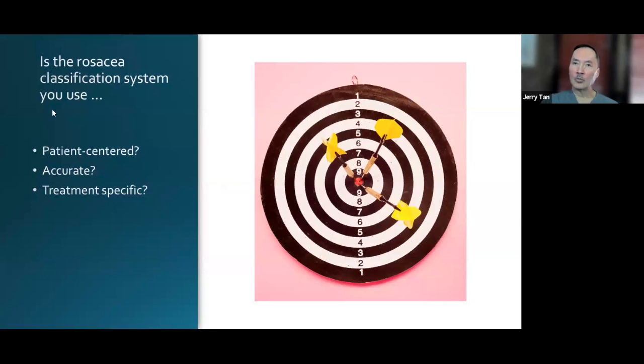I wanted to ask you whether the classification system you use for rosacea is, number one, patient-centered, is it accurate, and is it specific to treatments that you can offer in treating your rosacea patients?